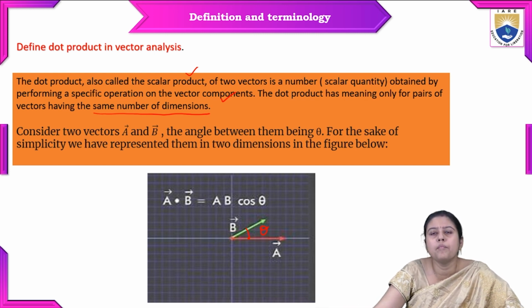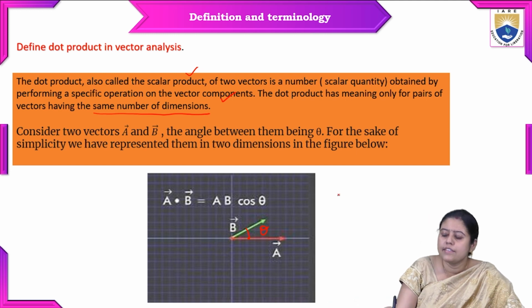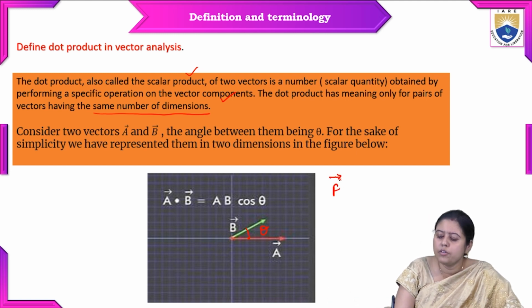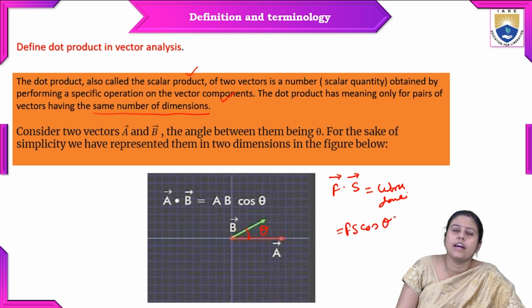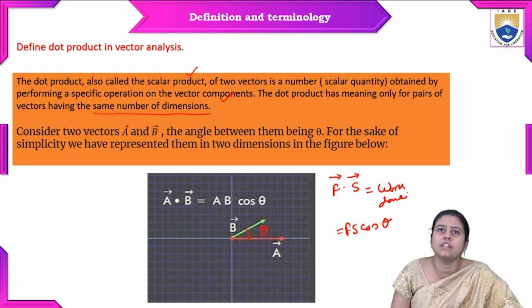We can give one more example on this. Say we have a force. Due to the force, there is a displacement. Force and displacement are both vector quantities, but the work done is a scalar quantity. Work done doesn't have any direction. So we can write work done is equal to Fs cos theta. So this is the dot product.